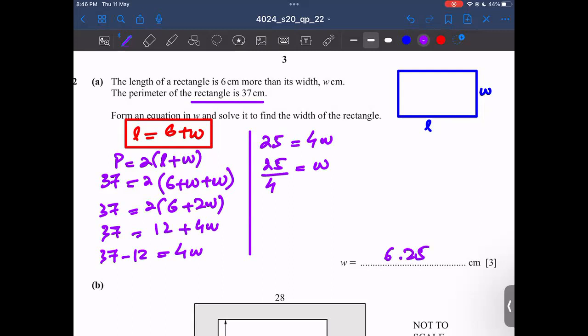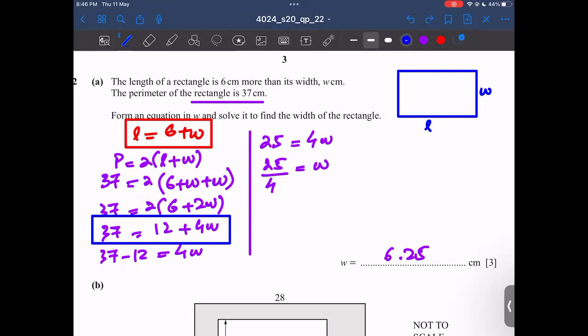First thing first, I would recommend you to highlight this one as well, since this is the equation in the form of an equation in W. So just highlight this equation that we have formed, the equation in W, or you can highlight this equation as well. This is the equation in terms of W. Just need to highlight that.